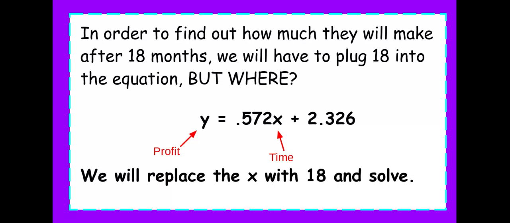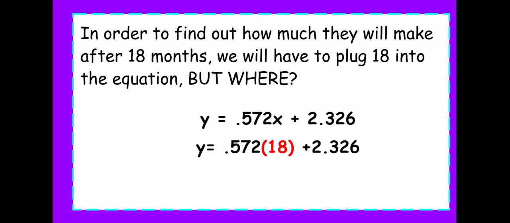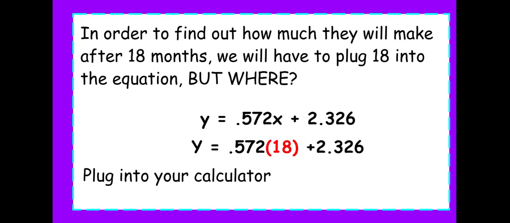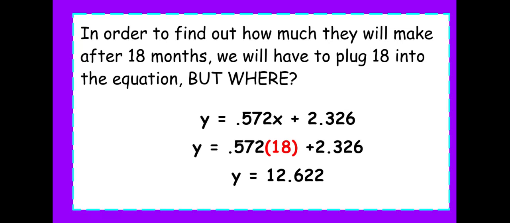So what I need you to do is get your paper out, and you're going to have to pause as we go along to solve it. So step 1 is replace the x with 18. Step 2 is plug it in your calculator. Step 3 is actually get your answer, which is 12.622, which is really $12,622 in profit. Again, pause the video if this is going too fast.